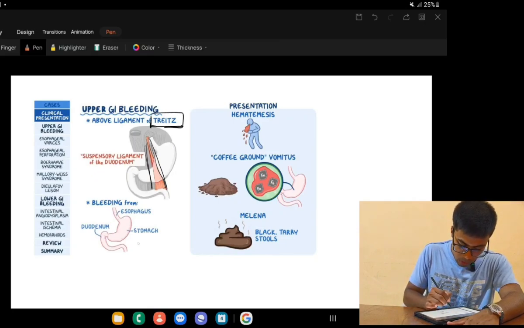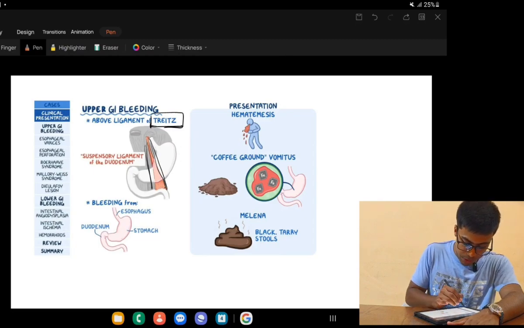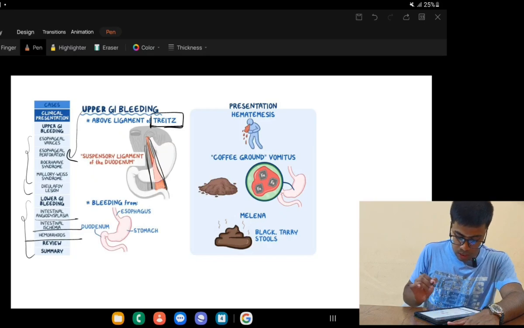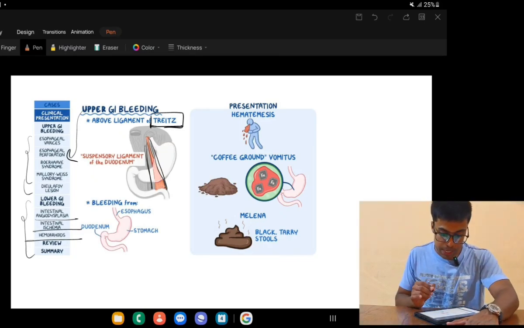So above this ligament and below this ligament. Above this ligament, everything we have, that is esophageal varices, esophageal perforation, Boerhaave syndrome, Mallory-Weiss syndrome, and Dieulafoy's lesion. This comes under the upper GI bleed. And lower GI bleed, we have intestinal angiodysplasia, intestinal ischemia, hemorrhoids.